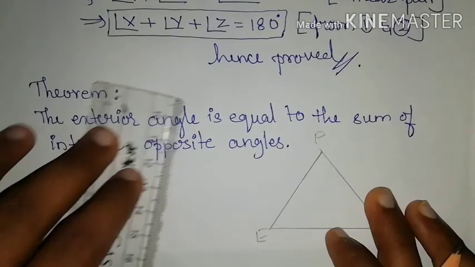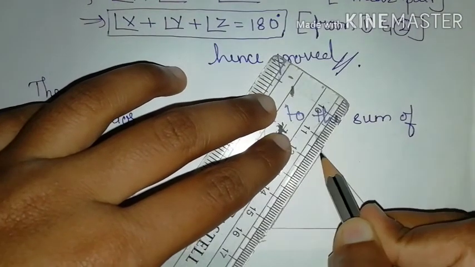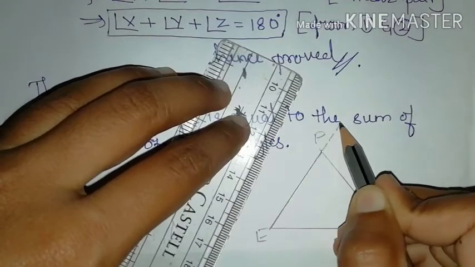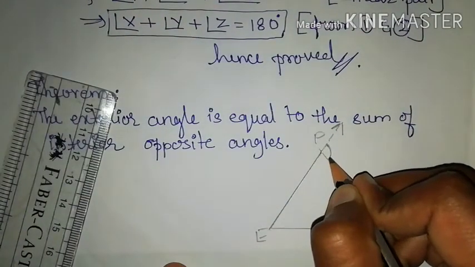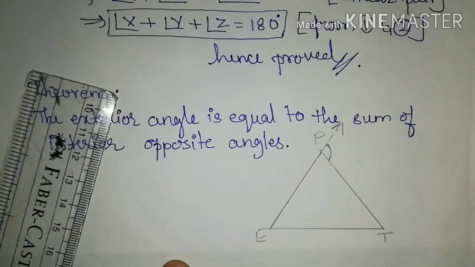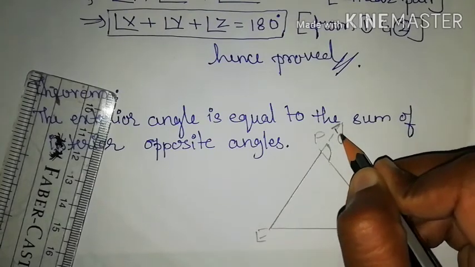And now I am going to extend one of its sides. Say I will extend the side EP. So I extended the side EP. Now this obtuse angle which we get here is called the exterior angle of the triangle. So now say this point be Q.